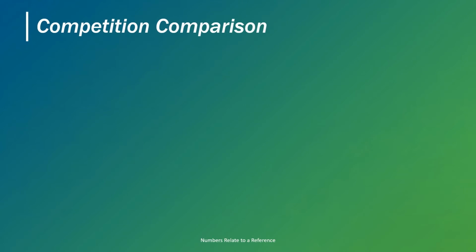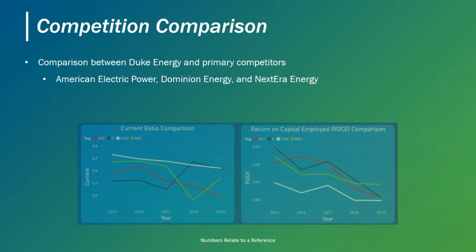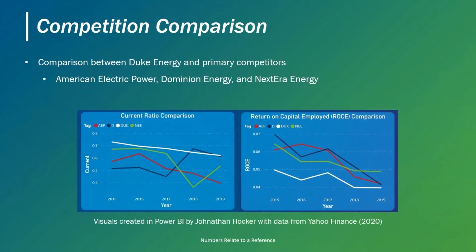When compared to primary competitors of the utility industry, Duke Energy isn't exactly holding up either. The company's current ratio is slightly higher than Dominion Energy. Duke Energy's current ratio has been on a downward trend, while Dominion's has been on an upward trend overall. The company also ranks last in return on capital employed, which is a profitability ratio used by investors to determine if a company is suitable to invest in.